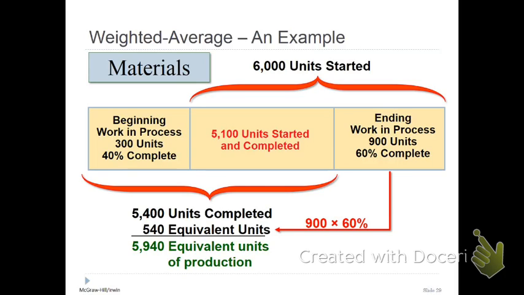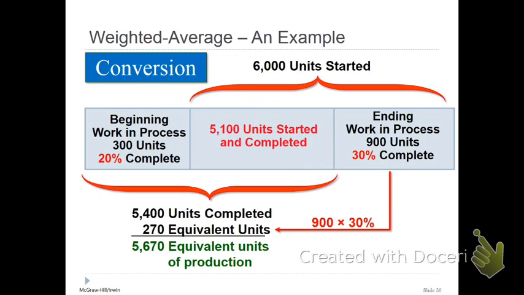This is for materials. Beginning work in process, 5,100. Beginning work in process was 300 units that were 40% complete. 5,100 units were started and completed, and 900 were left in ending work in process. And we already calculated that 5,940 equivalent units there. We can do the same thing for conversion.